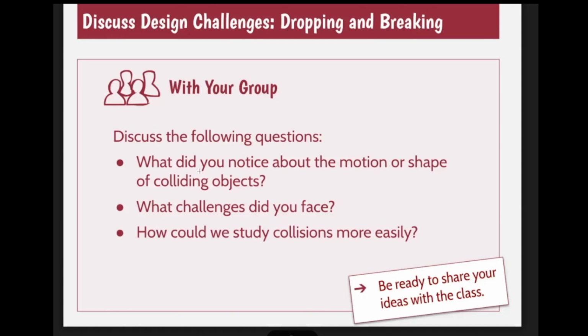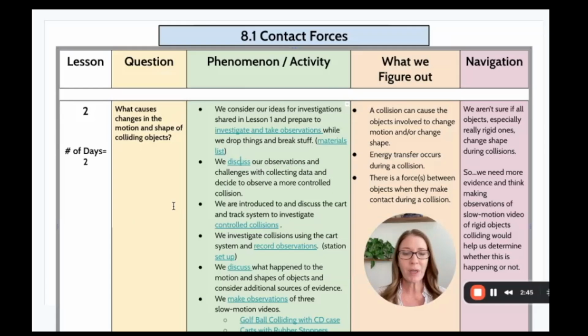We noticed that things changed shape, things broke. We couldn't tell if everything did, but it was very difficult to find patterns and make observations. So we decide that we need a more controlled collision. And so we are introduced to the cart and track system that we will use many times in this unit. And we talk about controlled collisions.